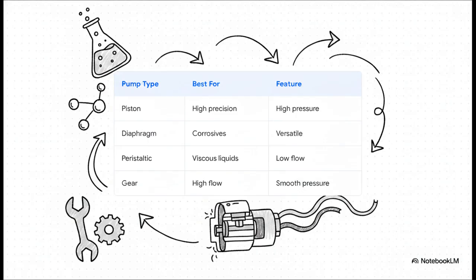Not all pumps are created equal. You have to match the machinery to the viscosity of your fluid and the exact level of precision you need. Piston pumps give you high pressure and exact precision. Diaphragm pumps are the all-rounders, super versatile, and they handle corrosive chemicals beautifully. Peristaltic pumps use flexible hoses, making them fantastic for really thick, viscous liquids. And gear pumps are your go-to for smooth, high-flow situations.